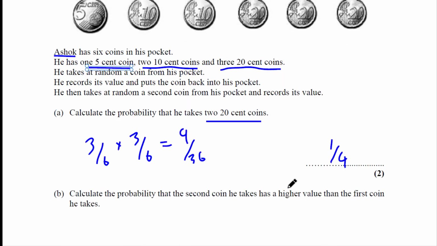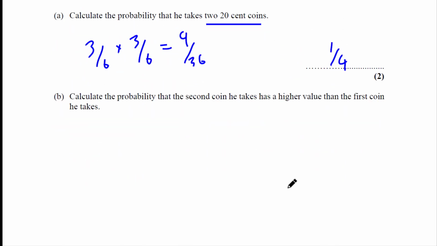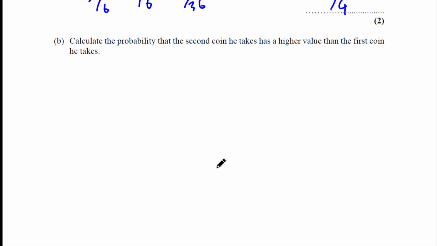Now it might be a bit more work to this one. Calculate the probability that the second coin he takes has a higher value than the first coin. So there was 1 5-cent coin, 2 10-cent coins, and 3 20-cent coins. So the easiest way to do this is to do a tree.